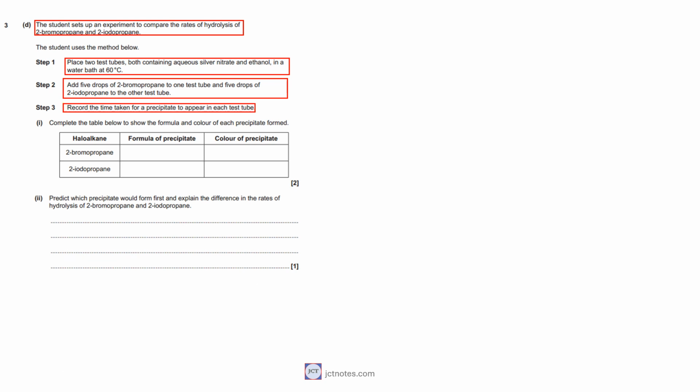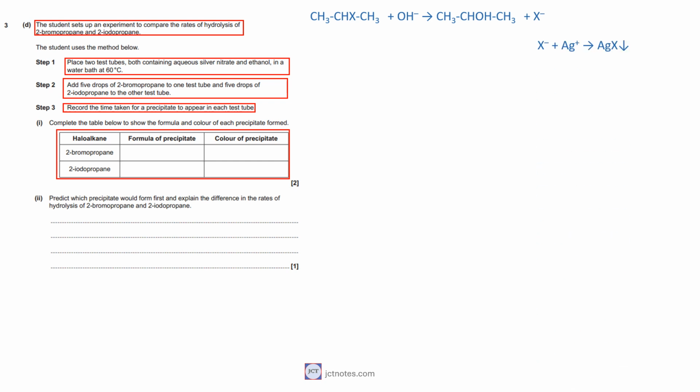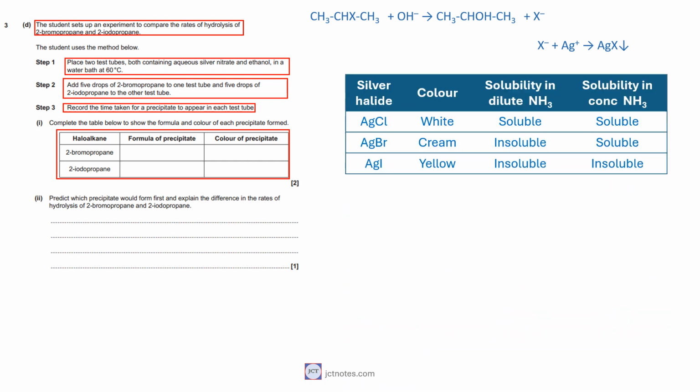We have 2 questions. In the first question, we are asked to complete the given table to show the formula and color of each precipitate formed. As seen in the previous question, in the hydrolysis, the student is replacing the halogen by a hydroxyl group via nucleophilic substitution. The addition of aqueous silver nitrate precipitates the relevant silver halide. This is a typical identification reaction of halogens. The color of the precipitate and its solubility in ammonia allow us to differentiate between them.